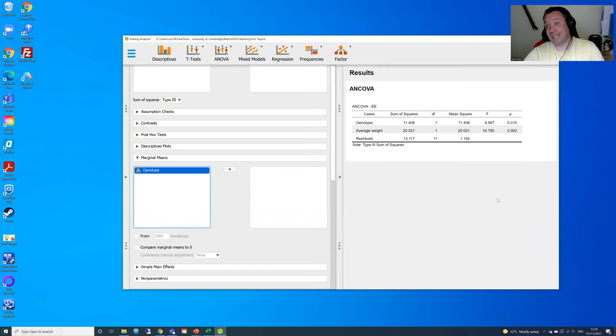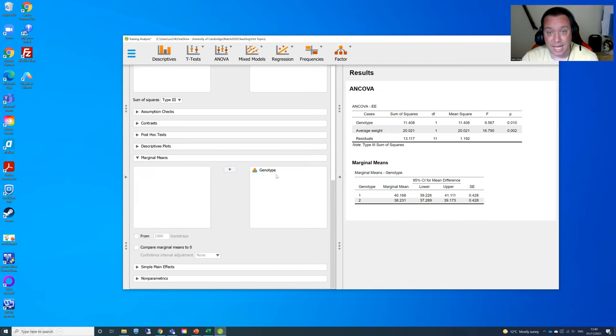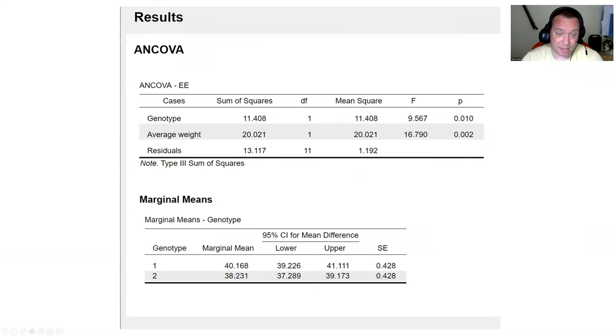The next thing we want to do is get the values of our energy expenditure if all our mice weigh the same. And so in this case, we go to something called marginal means. And then we select genotype. And we click genotype across. And it spits out the marginal means. And we can zoom in again. And we can see the marginal means here are 40 for group 1, the wild types, and 38.2 for the knockouts. So we've got a reduction in energy expenditure even after correcting for the difference in body weight.